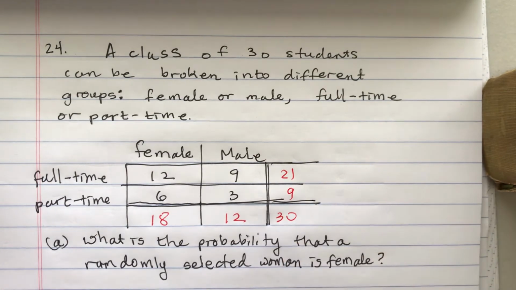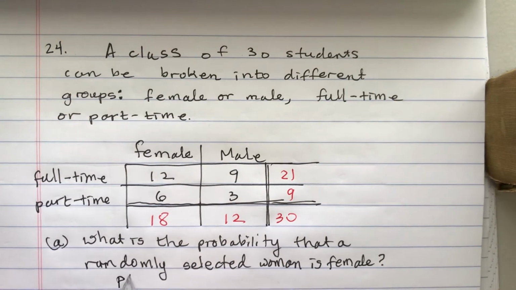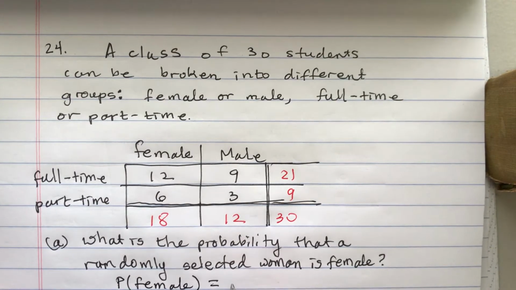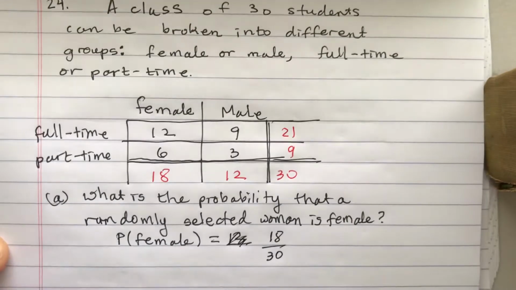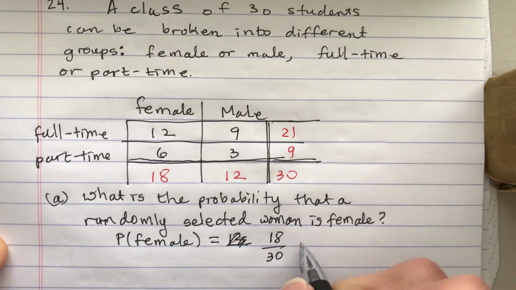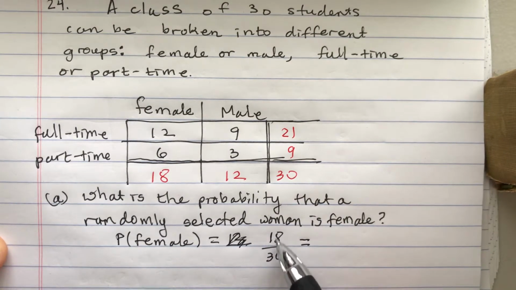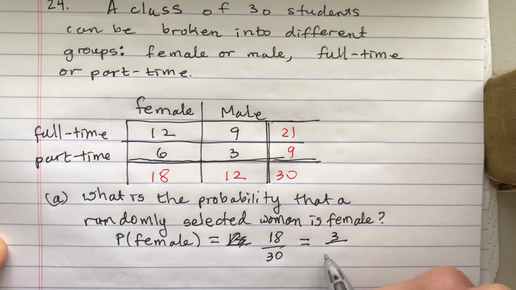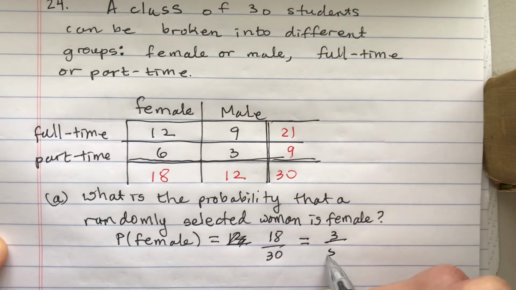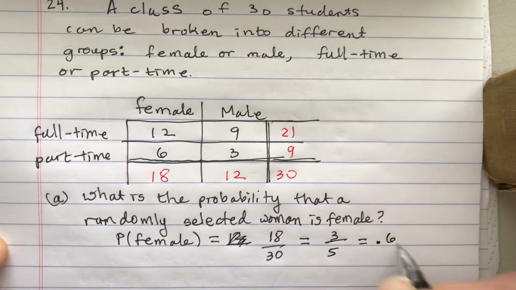And so to answer this question, the probability of female is going to be the number of females, which is 12, divided by, actually that's not right, the number of females, which is 18, divided by the total number of students, which is 30. So we could reduce by dividing the numerator and denominator both by 6. So 18 divided by 6 is 3, 30 divided by 6 is 5, and 3/5 is 0.6.